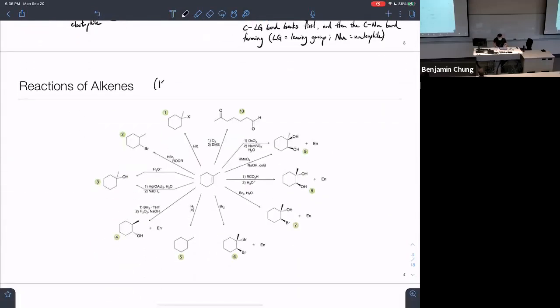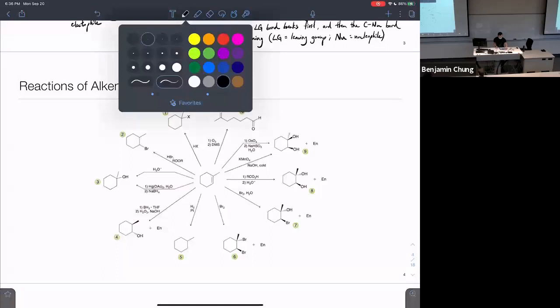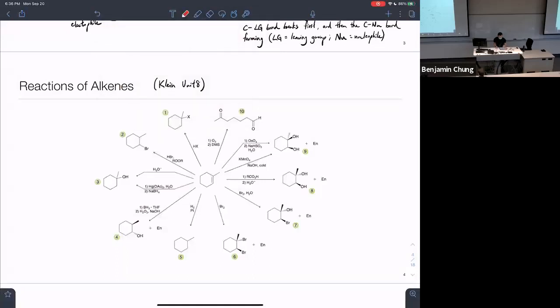So the reactions of alkenes are covered in Unit 8. This is from the summary at the end of the chapter. So let's just go through reactions 1 through 10 systematically and figure out what's happening. Reactions 1 and 2 are actually related reactions.